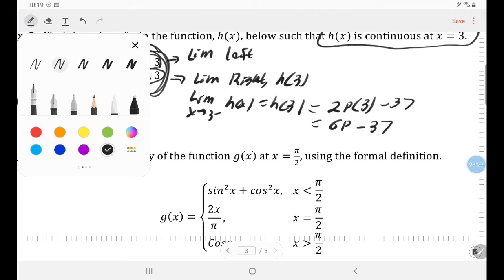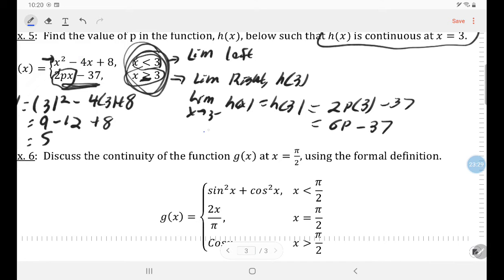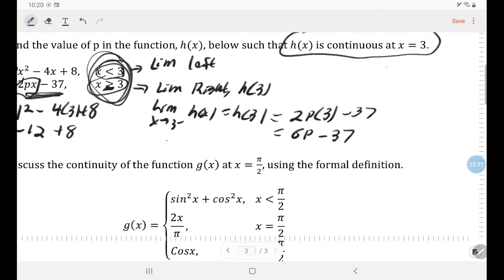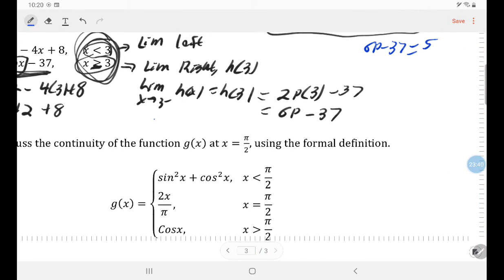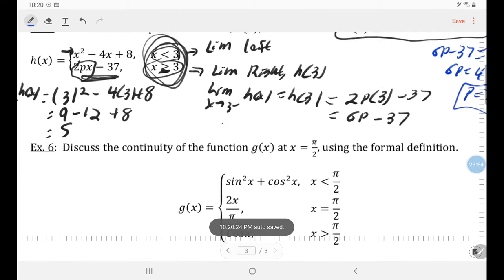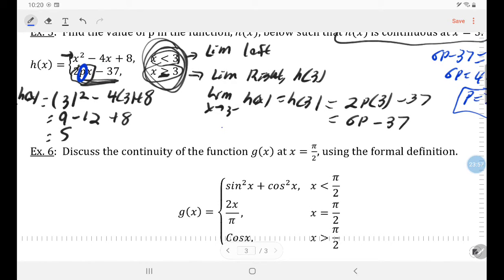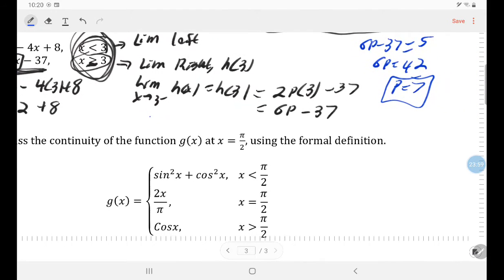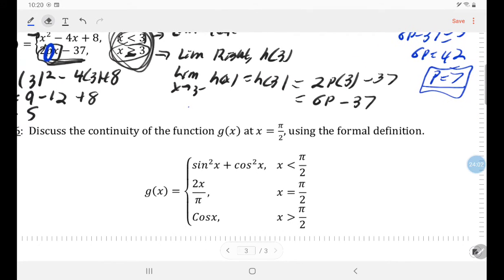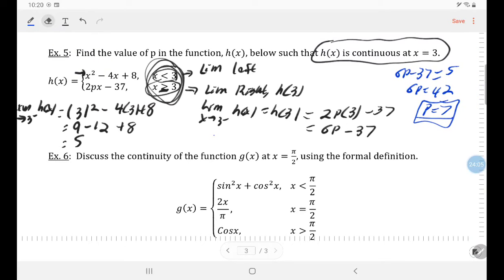So to finish this, really all I'm going to do is take the 6p minus 37 I got from the second equation, and set it equal to my left limit that I got from the first equation. Move the negative 37 over by adding, so I get 6p is 42, divide by 6, and p is 7. So when this parameter right here that I've circled in blue equals 7, that will guarantee that everything is continuous.